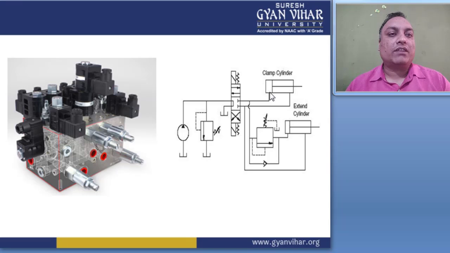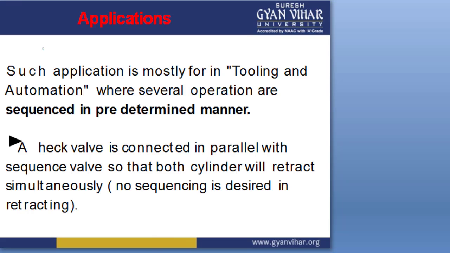Here two actuators are present. This is the clamp cylinder and this is the extender cylinder. Here there is only one pump, and this is the direction control valve, and the pressure relief valve is attached here. And this is the check valve. This allows the flow in only one direction, right? And this is the 3D view of the sequence valve, right?